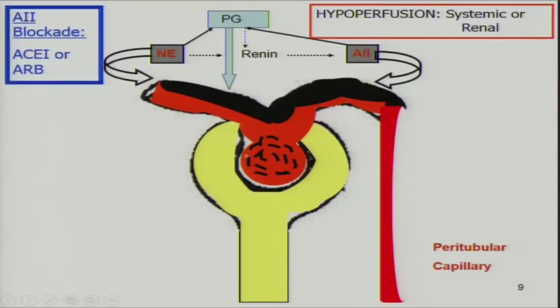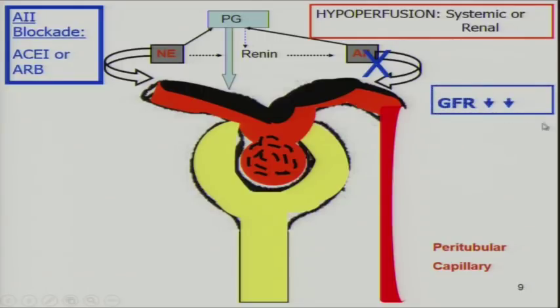This is relevant for a number of reasons. One is the use of pharmacologic therapy. So if we give somebody an ACE inhibitor or an ARB to block the renin-angiotensin system, an angiotensin II blockade, you then get a reduction in constriction, or dilatation, of the efferent arteriole, resulting in a decrease in GFR.